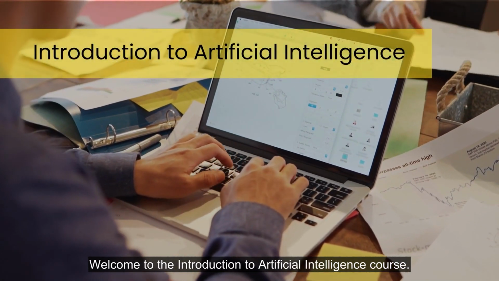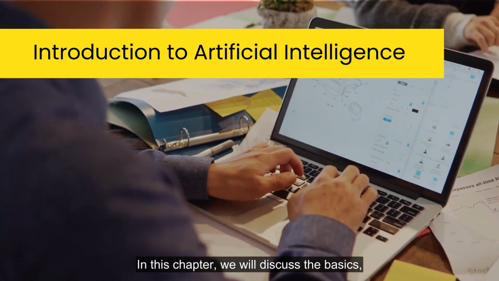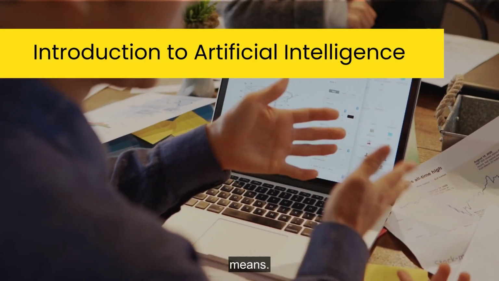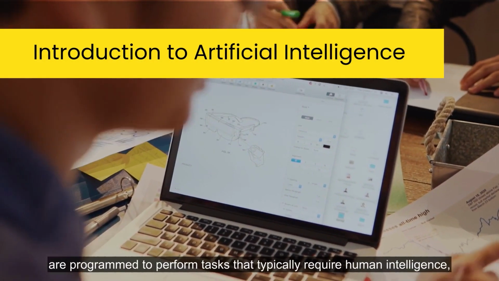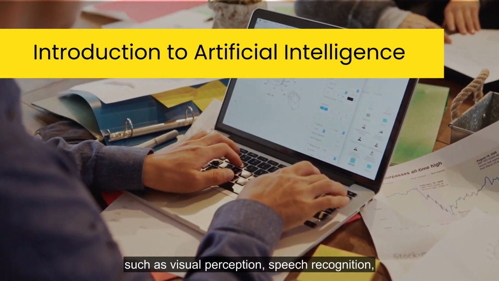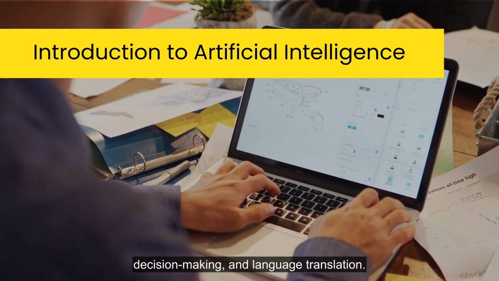Welcome to the Introduction to Artificial Intelligence course. In this chapter, we will discuss the basics and provide a clear definition of what artificial intelligence means. AI is the simulation of natural intelligence in machines that are programmed to perform tasks that typically require human intelligence, such as visual perception, speech recognition, decision-making, and language translation.